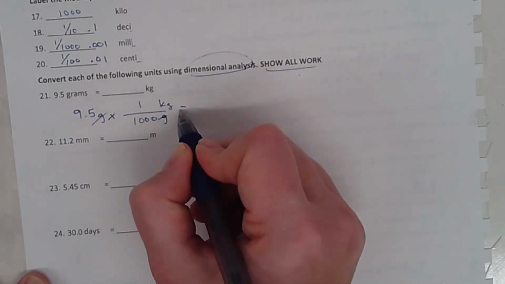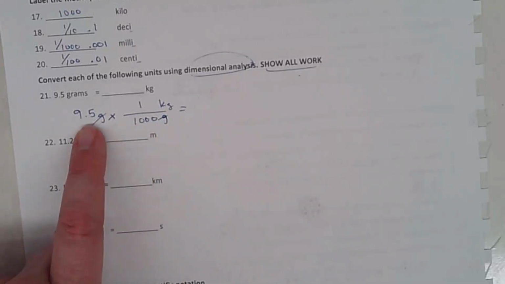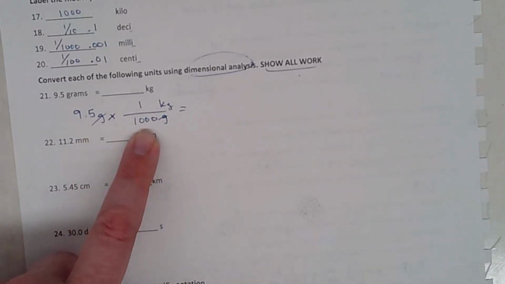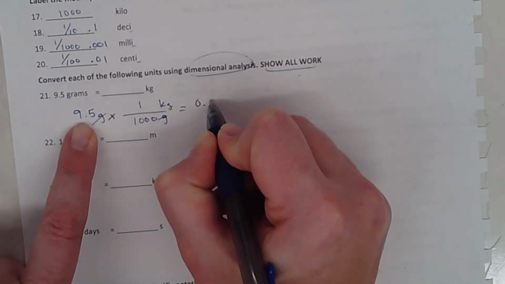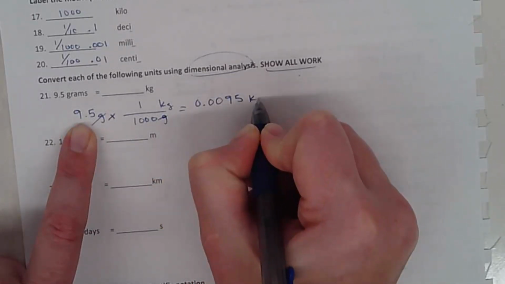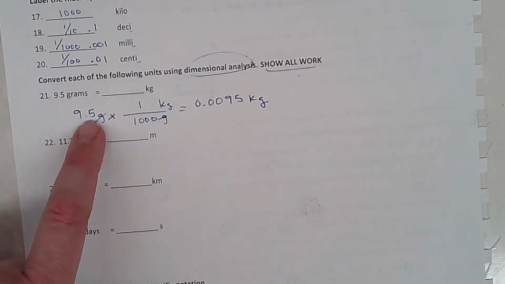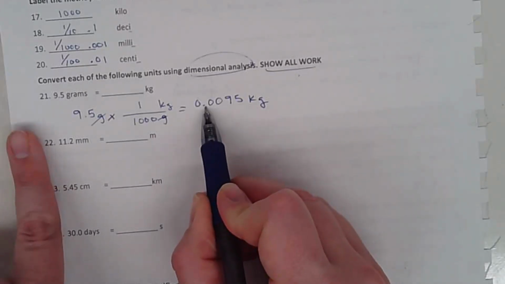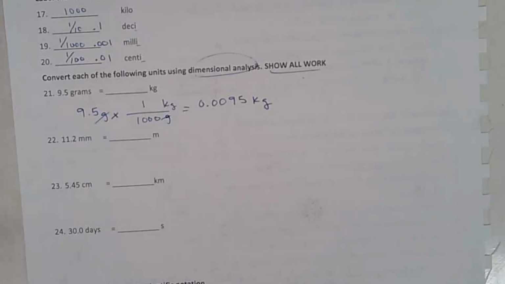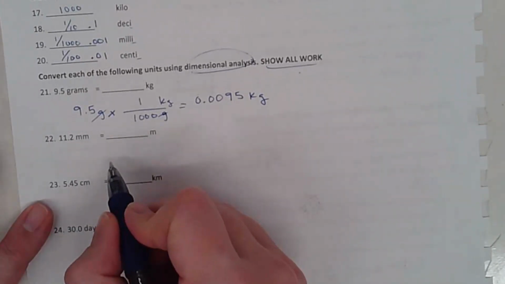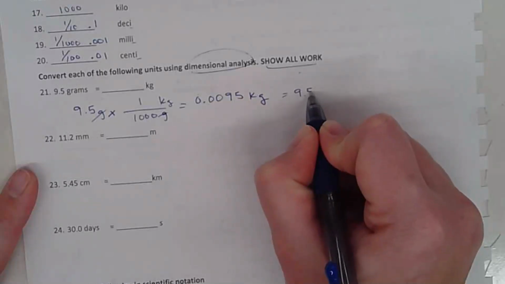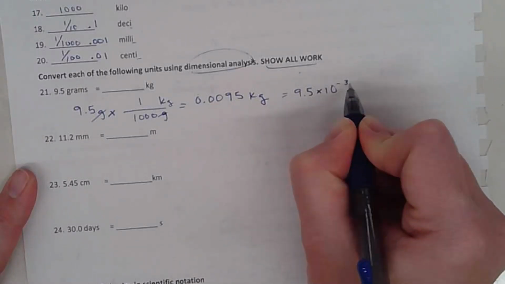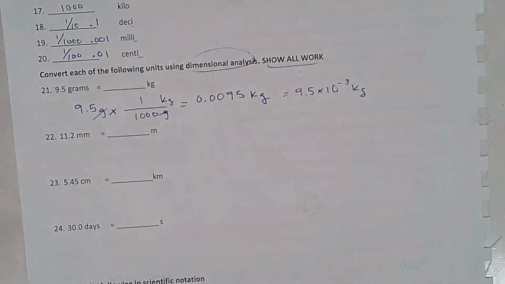My grams cancel. I now divide the top by the bottom. This is 9.5 times 1 divided by 1,000. You could use a calculator, but there's 3 zeros here. So you can just move the decimal over 3 places. So 0.0095 kilograms is the answer. So all I did was move the decimal 1, 2, 3 spaces because we're dividing by a thousand. Do you want that in scientific notation? You don't have to. You could also put it in scientific notation. It would be 9.5 times 10 to the negative 3 kilograms. I will accept both, but this doesn't specifically say convert, so you don't have to, but you could.